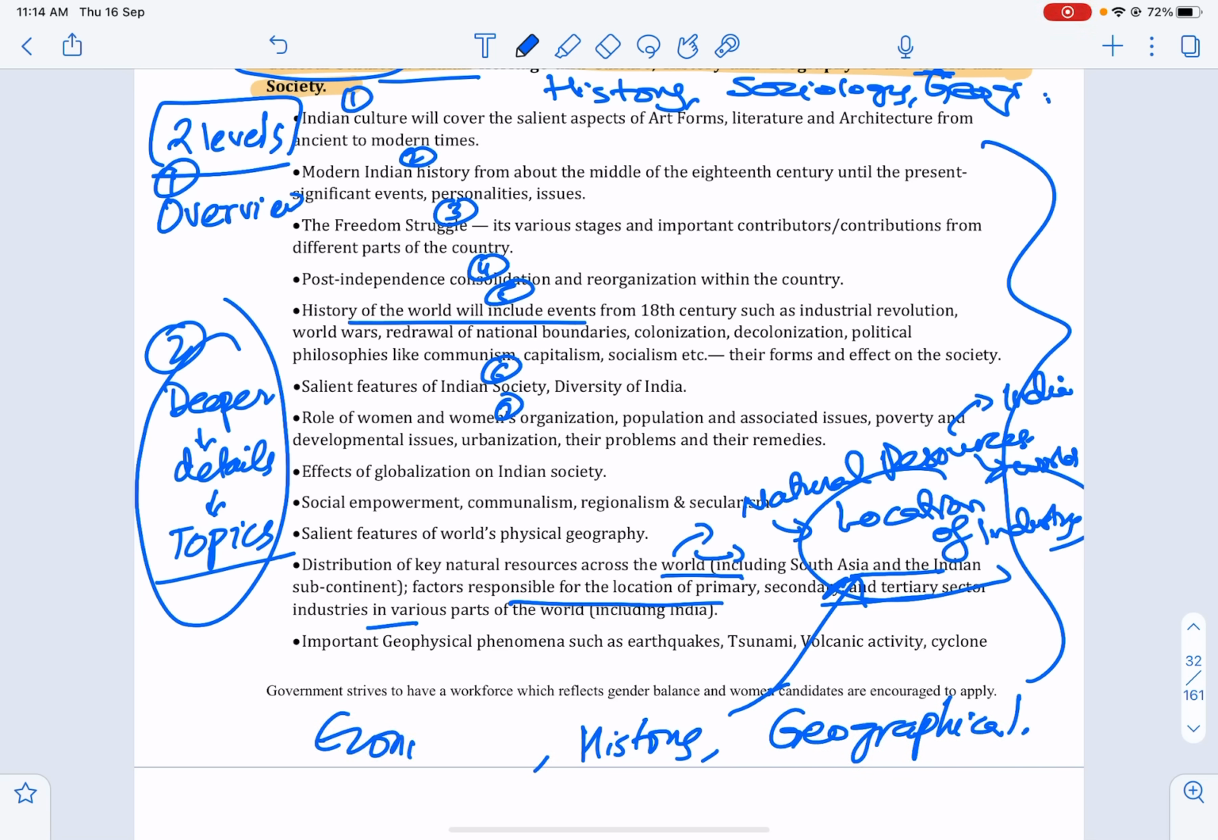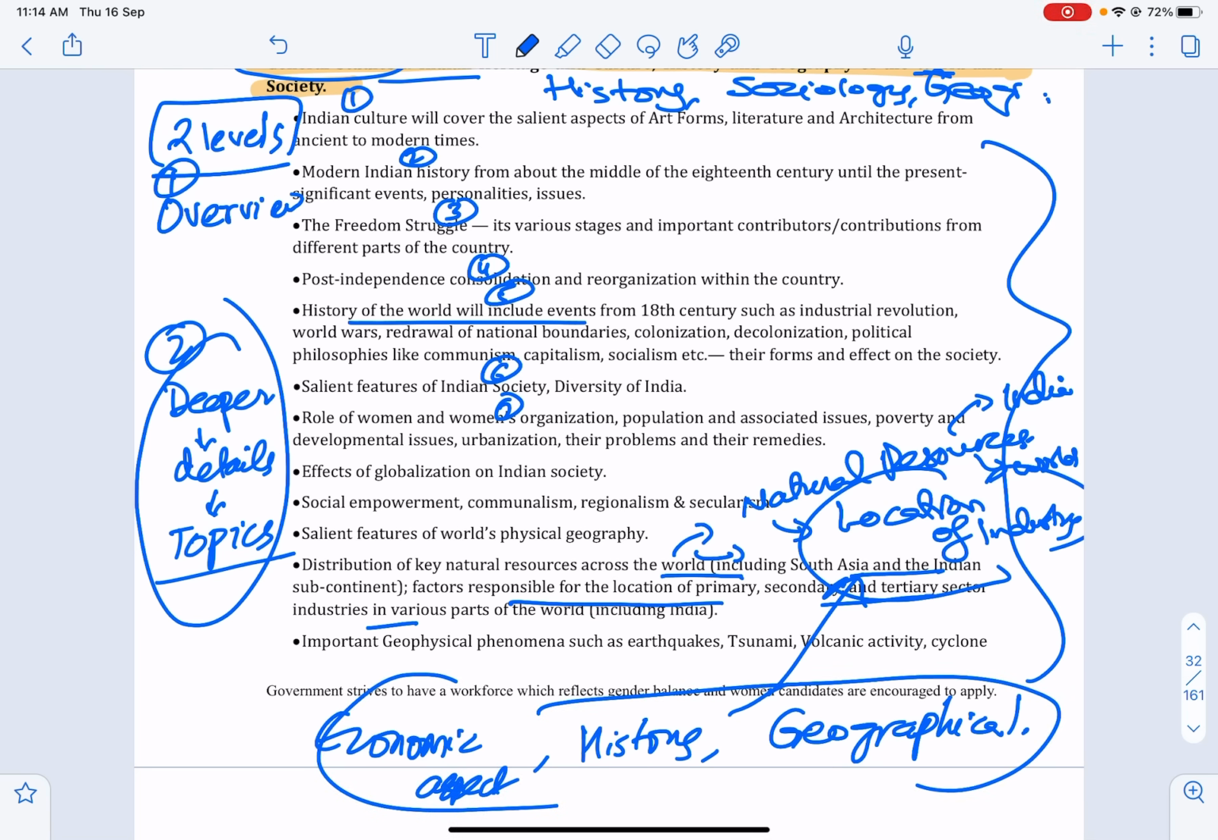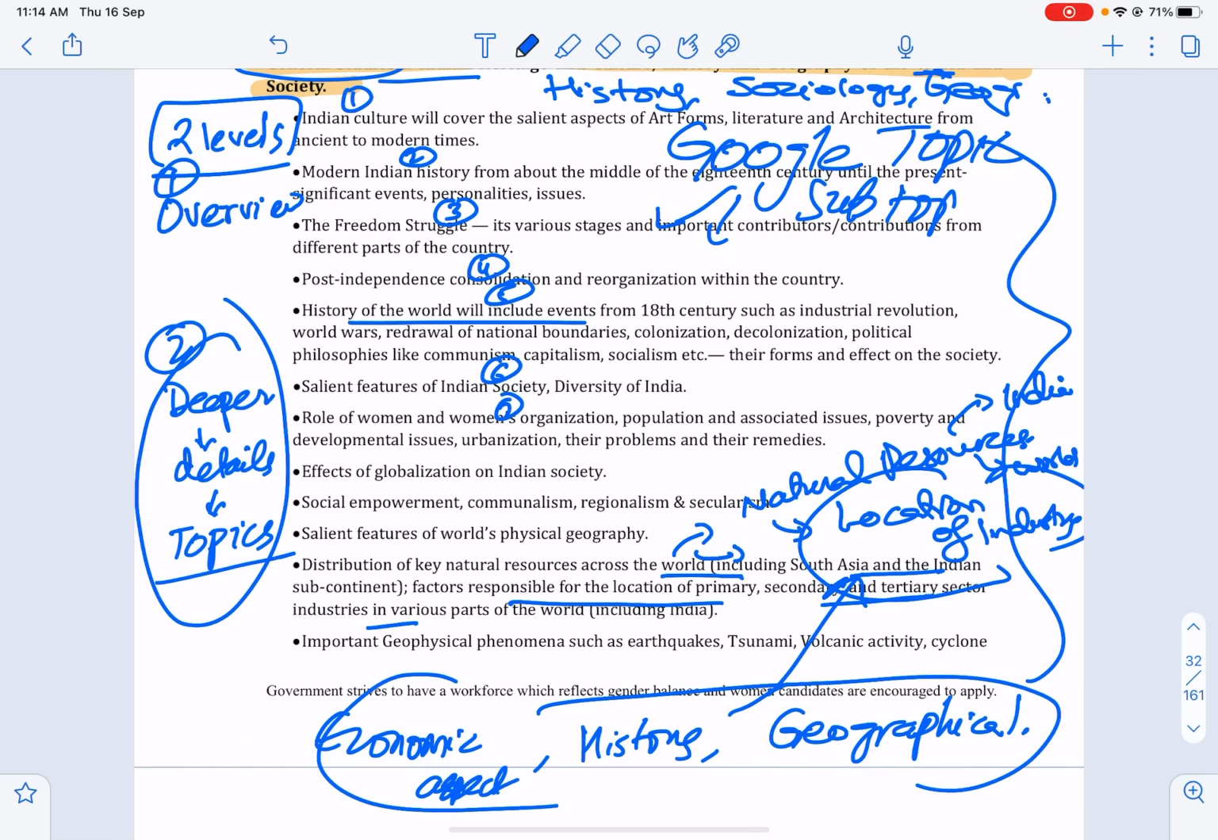All right, when you study you will discover that. So this broad understanding of each topic should be available to you, or you should study it that way. So when you make these topics, and then according to the topics you Google these topics, you go into various subtopics that are part of these topics.